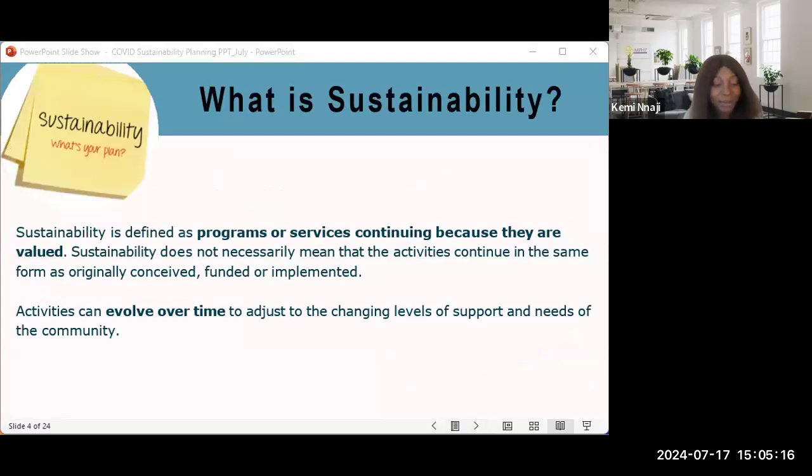When it comes to sustainability, what it is and why it's important, I think we all have a good idea at this point from the previous session, so I won't take too much time to go into this. But we do know that when it comes to sustainability, activities can evolve over time and change as needed.